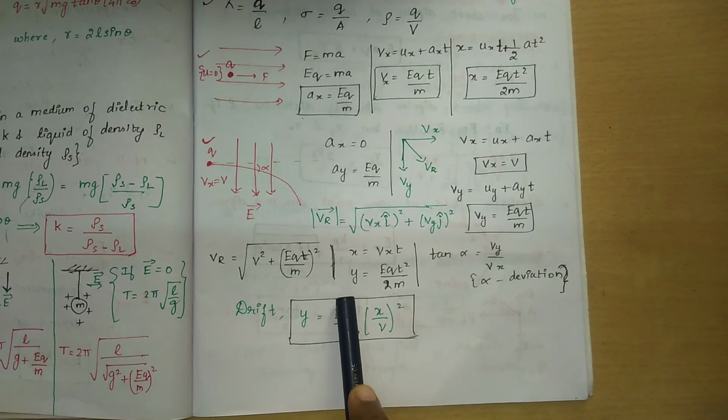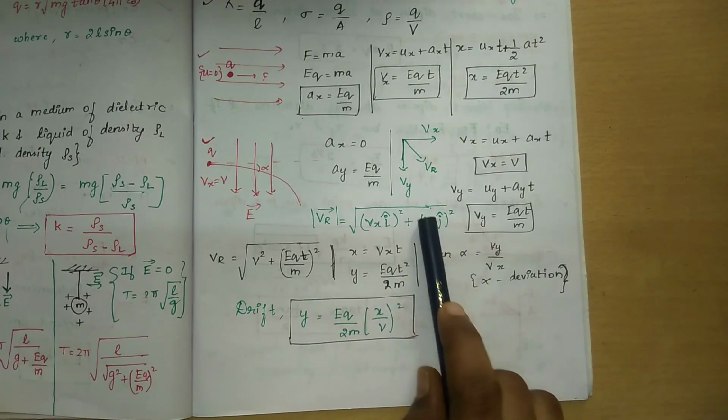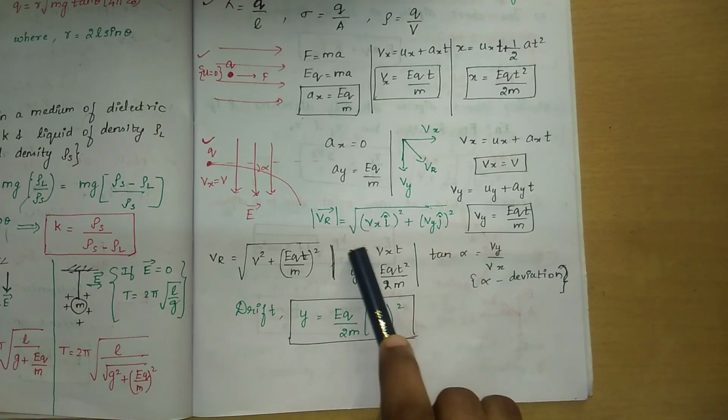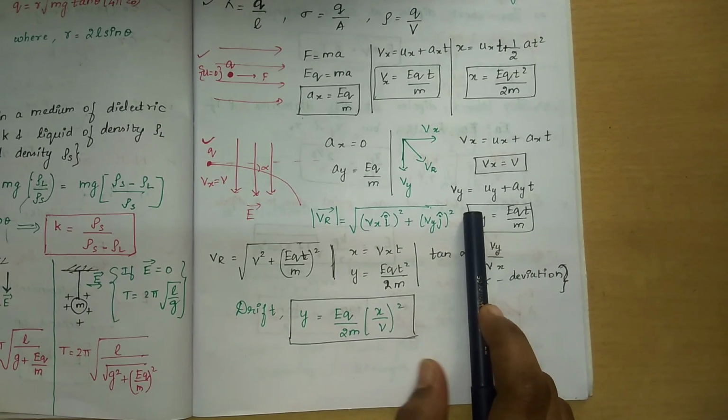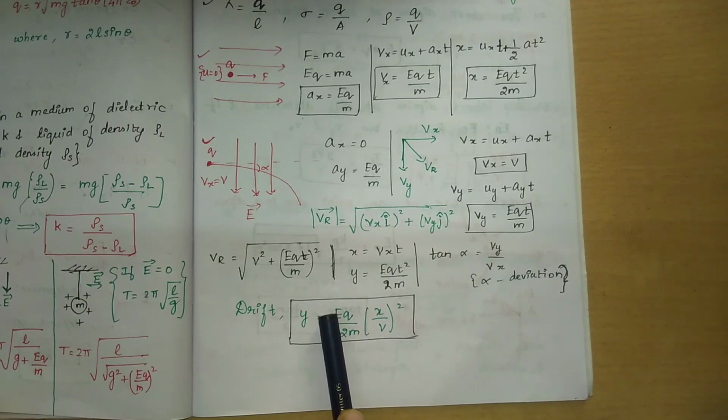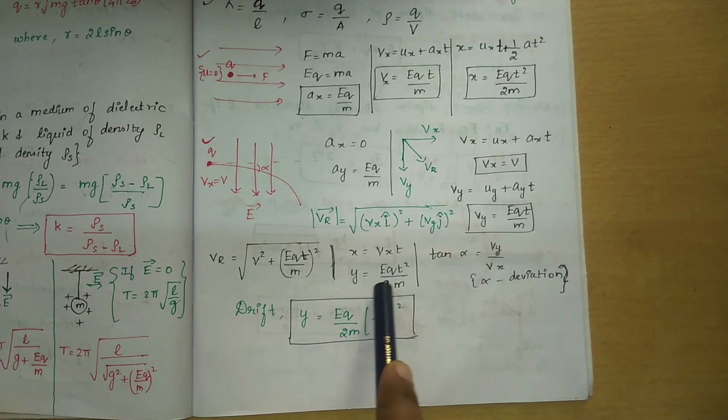Then y equal to uy t plus half ay t square. This is the formula. Here uy becomes 0, so we have half ay t square. So apply for this. You will get eqt square divided by 2m.